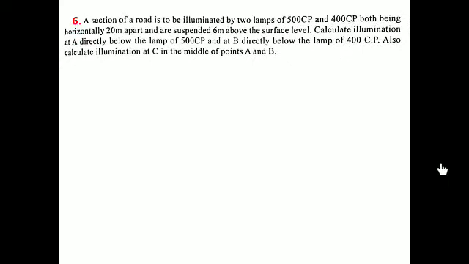People go for the next one. Now we're going to see a problem in street light design. So it is very much important. Just concentrate on the problem. This is the data in the problem.